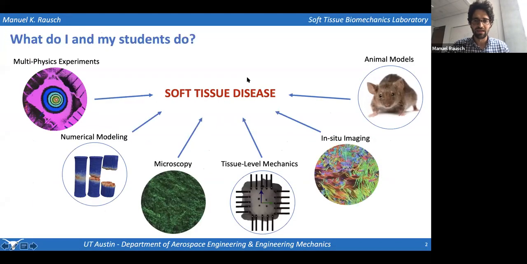So my lab really focuses on soft tissue disease. And during my PhD training, my industry time, and my postdoc, I trained in experimental and numerical methods. And I tried to bring this all together toward this goal to understand and hopefully one day contribute to the treatment of various soft tissue diseases.